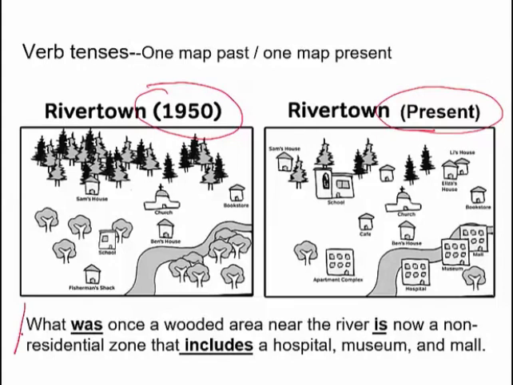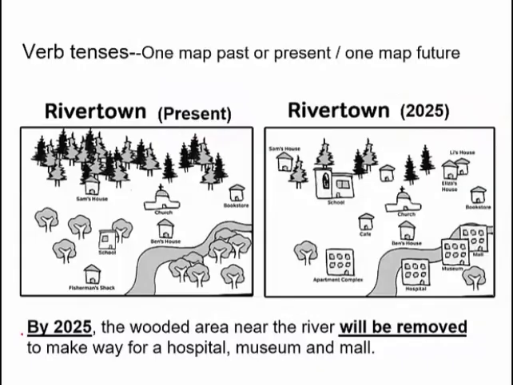We have to stay consistent. You have to use that grammar throughout your essay and use it appropriately so that the time makes sense. All right, the last example here. Imagine we have a map maybe in the past or the present. Sometimes they present you maps that are in the future, okay? A projection, some changes that will occur. So in that case, we would think about it this way. Down below, we've got our sample. By 2025, the wooded area near the river will be removed to make way for a hospital, museum, and mall.